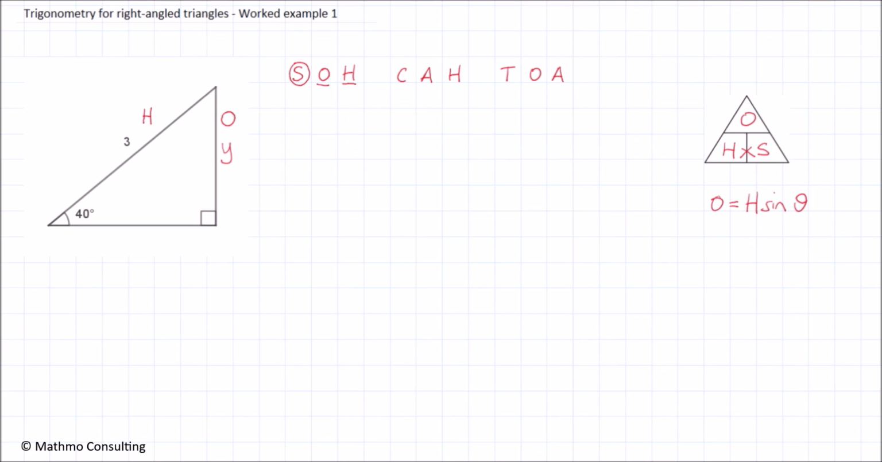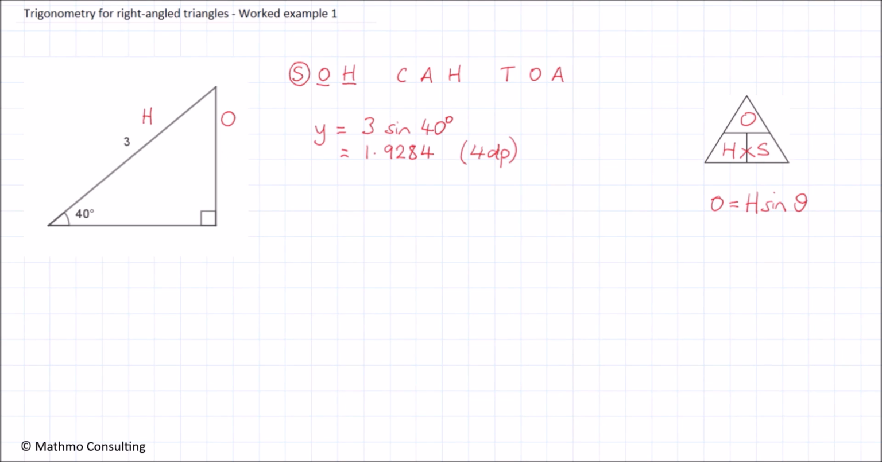And in this particular case, we can now write that y is equal to 3 sine 40 degrees. And if you work that out on your calculator, do make sure that your calculator is set to degrees. You get 1.9284, and that's to 4 decimal places.